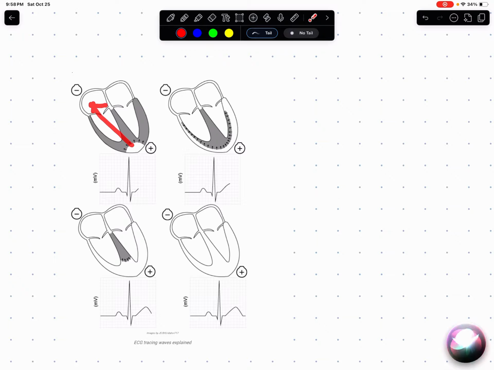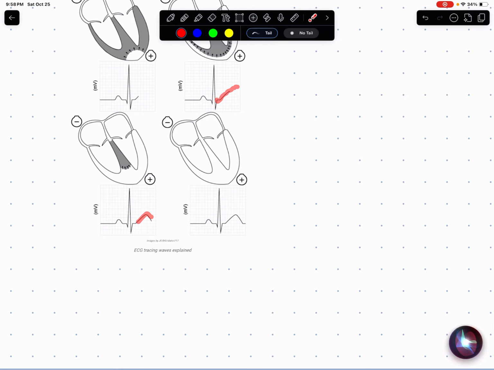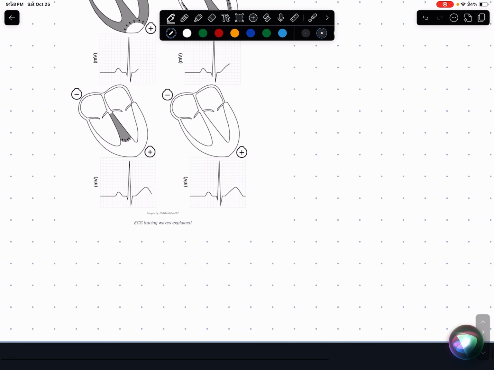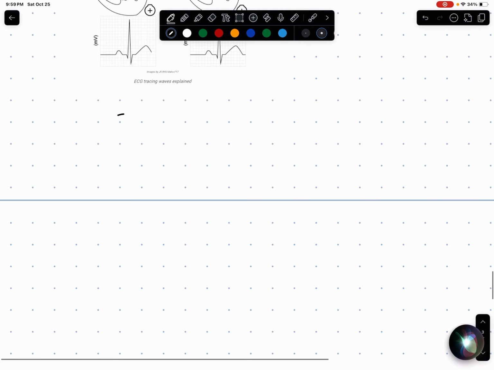Then you come over here, and this little spurt down, that's your Q wave. Then you go all the way up. This is your R wave. You come all the way down. This is your S wave. And then back up. We're back at resting membrane potential. Then you come over. Up, up, up, up, up, up, up. Down, down, down, down, down. T wave.